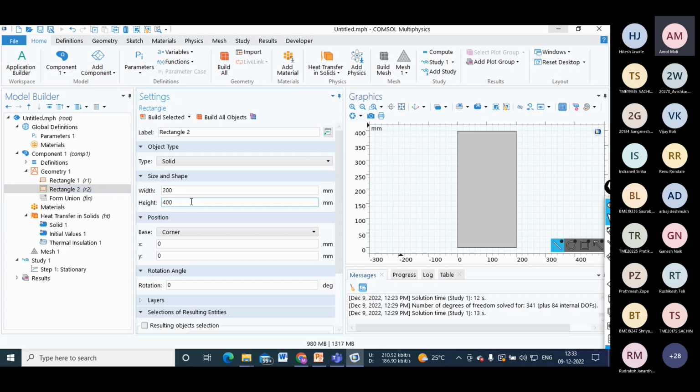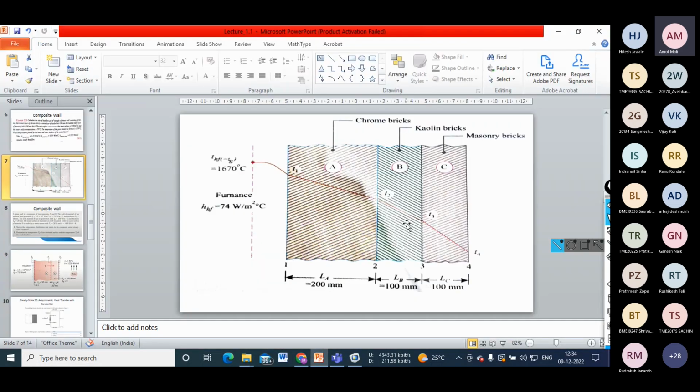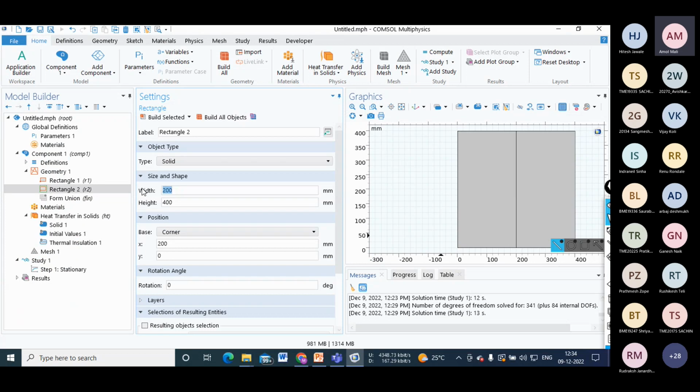Okay. So here, look, you have generated the second rectangle, but it is overlapping with this one. So you need to shift it along the x-axis. So how much x distance do you have to take? 200. So now it has been shifted, but the thickness of that middle wall is how much? 100 mm. So we'll provide the width of 100.